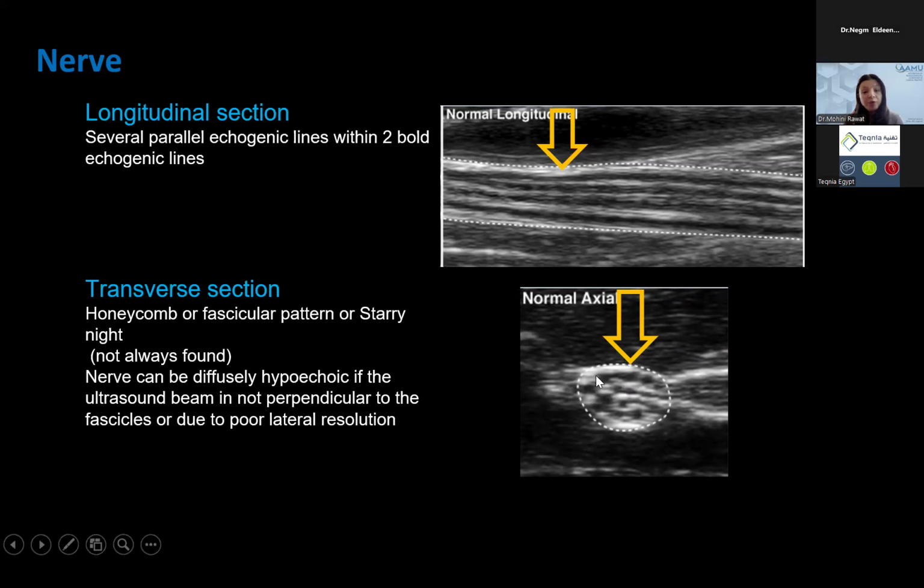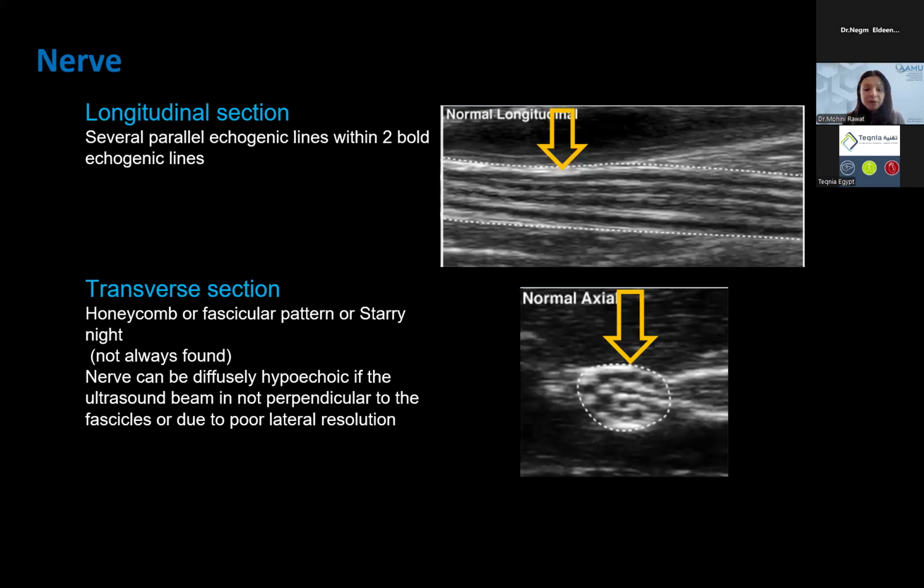Now, depending on which frequency probe you use, if you use a lower frequency, it tends to look more like starry night. If you use a higher frequency, it tends to look more honeycomb or fascicular. Now, honeycomb and fascicular word can be used interchangeably. They mean the same thing. Like you can see these bundles or hypoechoic regions within the nerve surrounded by bright layer.